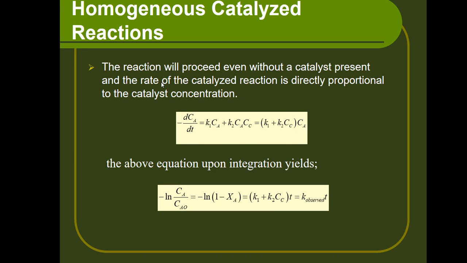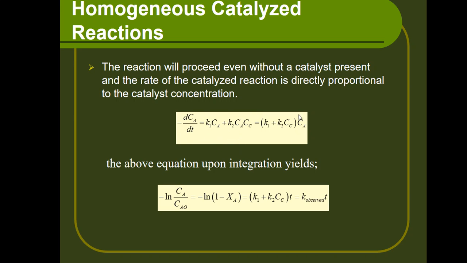So the reaction for homogeneous catalyzed reaction will proceed even if there's no catalyst present, because the catalyst is simply there to hasten or to increase the rate of the reaction. If you notice, if you take out this term, the value would only be K1Ca. If you add this value, of course, this would be bigger. Then it will give you a faster rate of reaction.